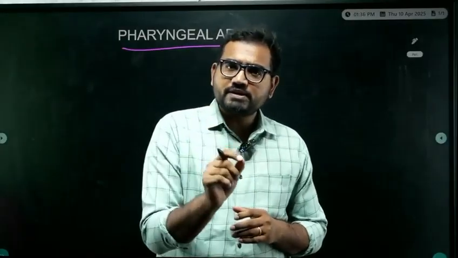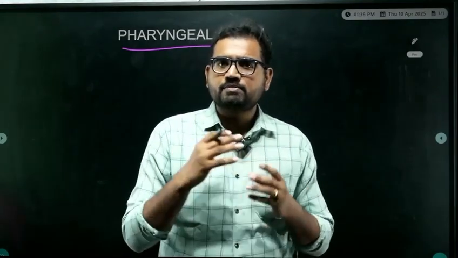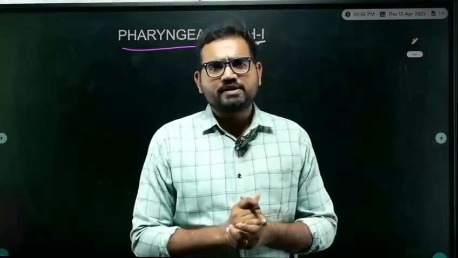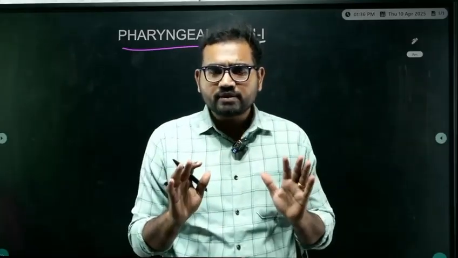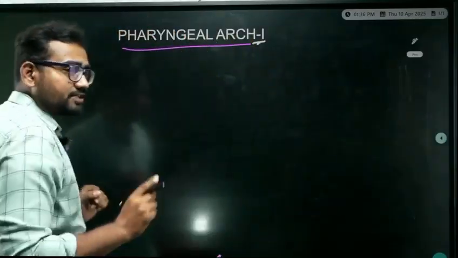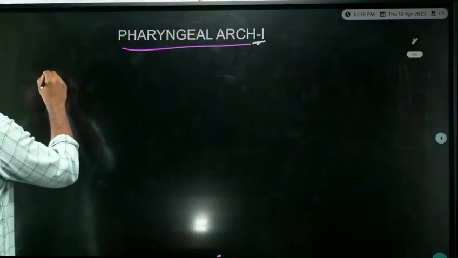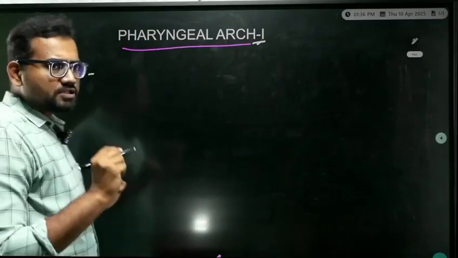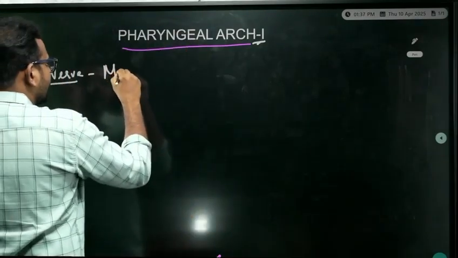So pharyngeal arches are small bulges present in the head and neck of an embryo, the building block of the head, neck, throat and the ears. Whatever structures you see, be it nerve, artery, muscles, ligaments, bones, all develop from the pharyngeal arches. Today I'm going to talk about pharyngeal arch 1. First, the nerve supply. The nerve supply to pharyngeal arch 1 is the mandibular nerve.